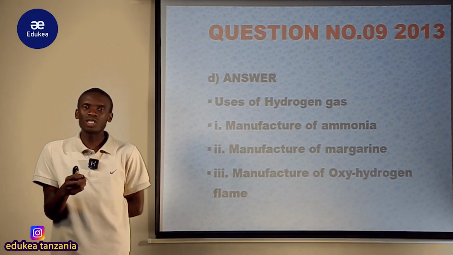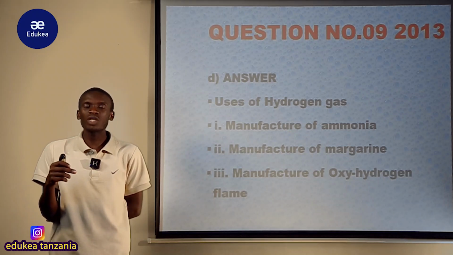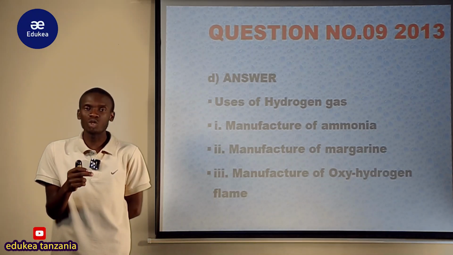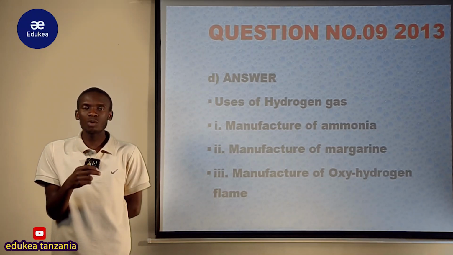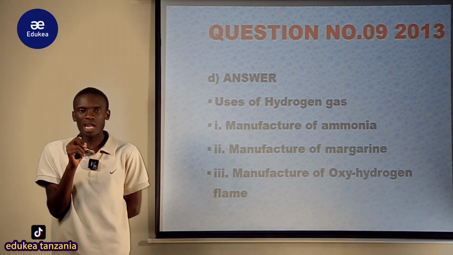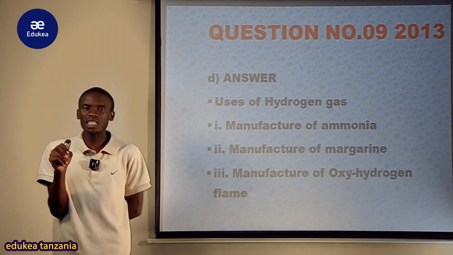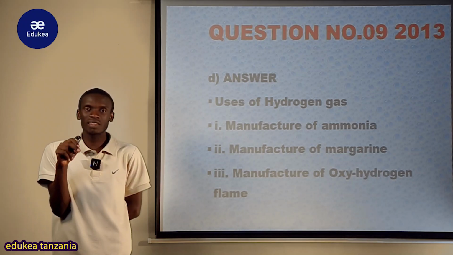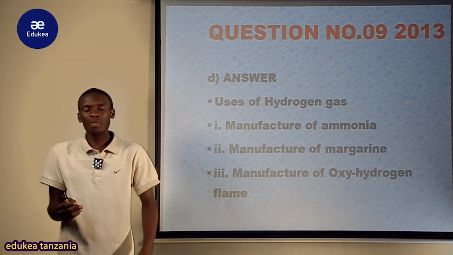It is used to manufacture ammonia. And the process of manufacturing ammonia is called the Haber process. Haber process is the process by which ammonia is produced by the action of nitrogen and hydrogen. When nitrogen and hydrogen react, they tend to form ammonia. Ammonia gas inakuwa ni NH3. NH3, this is ammonia gas.